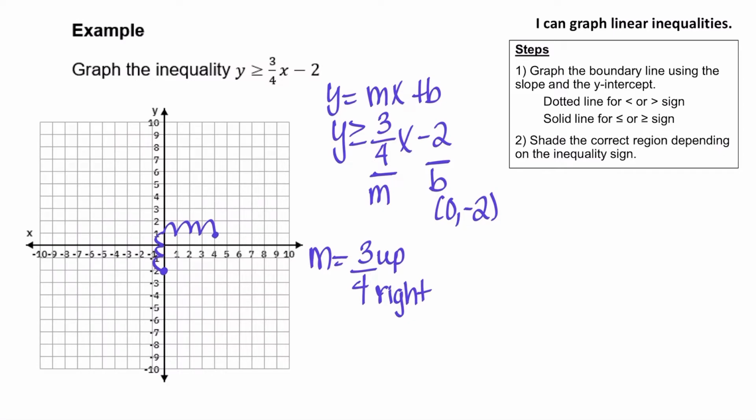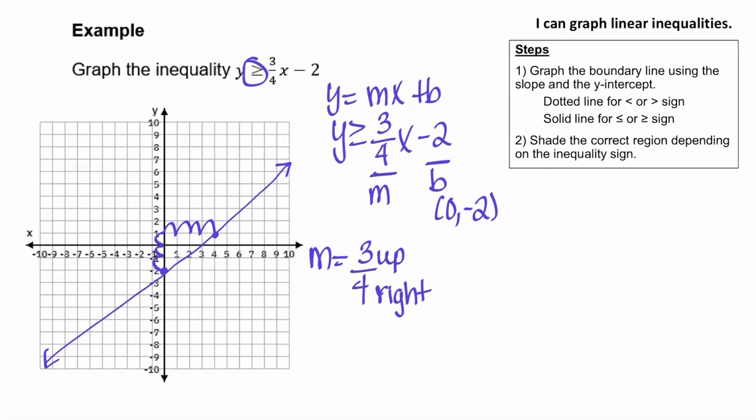I need to figure out whether I need a dotted line or a solid line. This inequality sign tells me that I need a solid line to connect these 2 points. So I'm going to connect my points, and here's the graph of my boundary line.